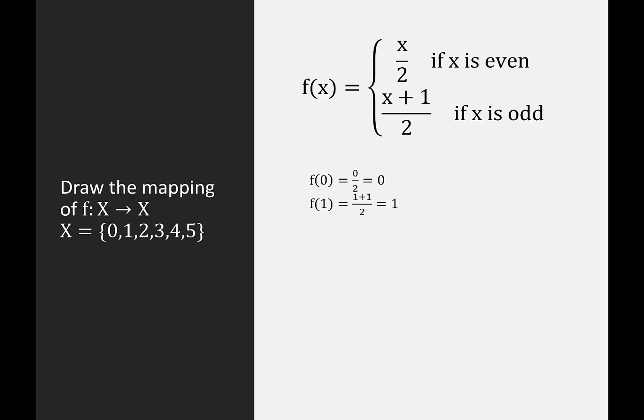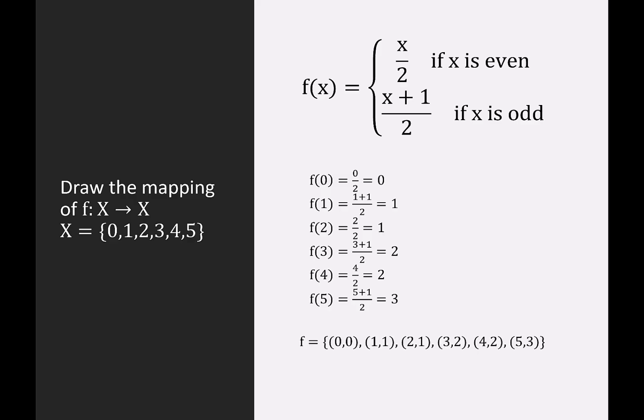When we do f of 1, we're using x plus 1 over 2, since 1 is odd. So 1 plus 1 is 2, 2 over 2 is 1. When I go to the value of 2, 2 is even, so I have 2 over 2 is 1. 3 is odd, so I have 3 plus 1 over 2, which is 2. 4 is even, I divide by 2, I get 2. And lastly, 5 is odd, so 5 plus 1 is 6, 6 over 2 is 3.